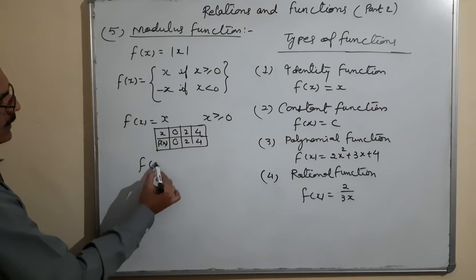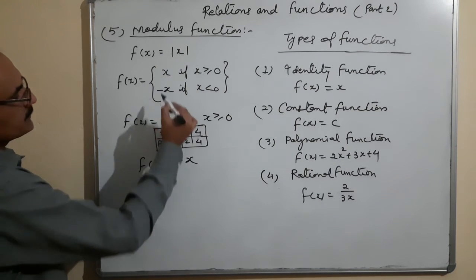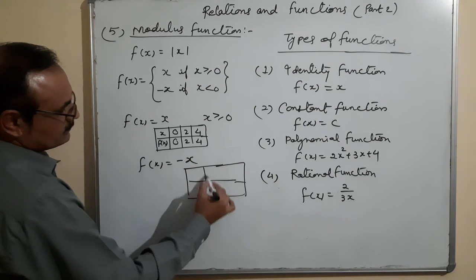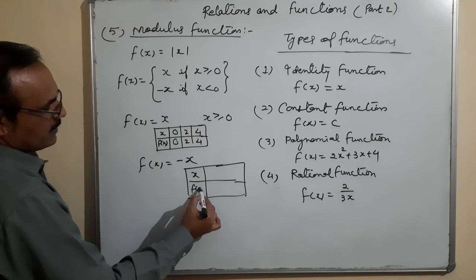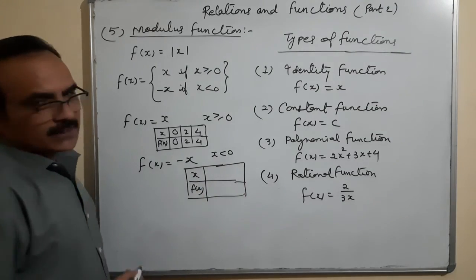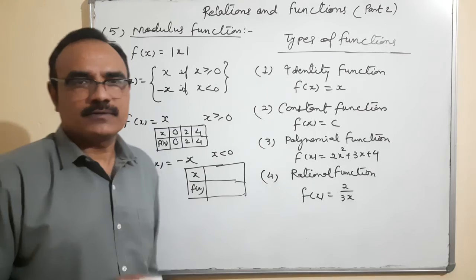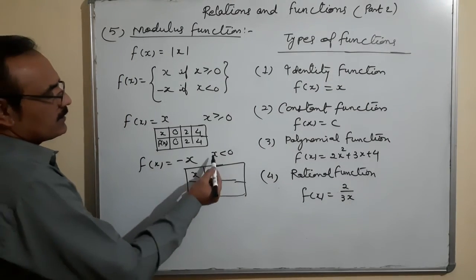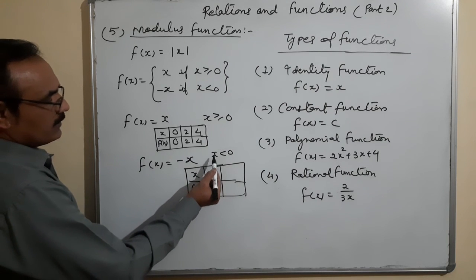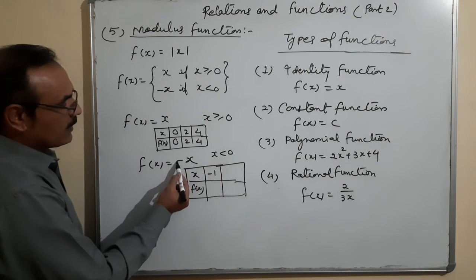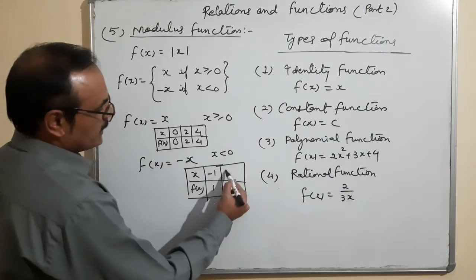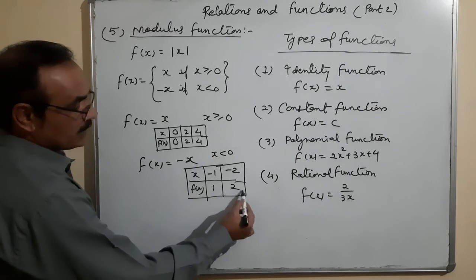Second table: f(x) = -x. I am making a table with x and f(x). Here the condition is x is less than 0, so we are selecting the values of x which are less than 0. I can take -1. If x is -1, in place of x I take -1, so minus multiplied by minus is plus 1. So f(x) is equal to 1. For -2, minus minus 2 is plus 2.